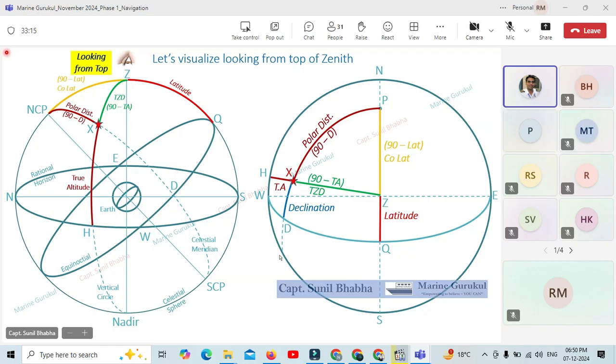उसका 90 डिग्री एल्टीट्यूड है. तो अगर आप कहीं पर भी हॉराइजन पे हो तो आपका एल्टीट्यूड 0 डिग्री है. जैसे जैसे आप Z की तरफ आते हो आपका एल्टीट्यूड बढ़ता है. जब आप Z पे पहुंच जाते हो तो एल्टीट्यूड 90 डिग्रीज हो जाता है.